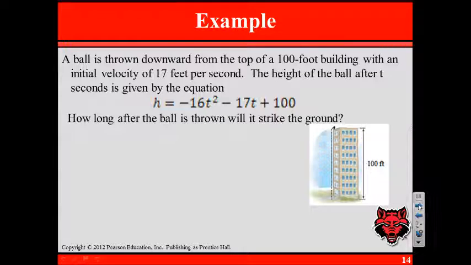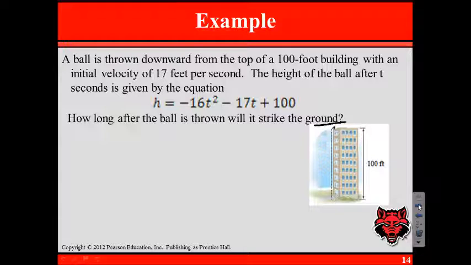Let's try another example. Here we're told that a ball is thrown downward from the top of a 100-foot building with an initial velocity of 17 feet per second. The height of the ball after t seconds is given by the equation h equals negative 16t squared minus 17t plus 100. How long after the ball is thrown will it strike the ground?